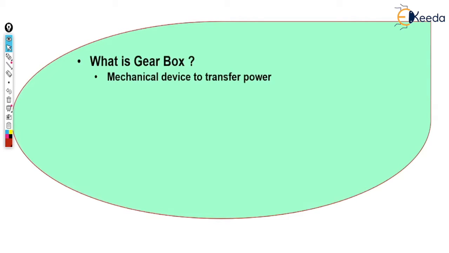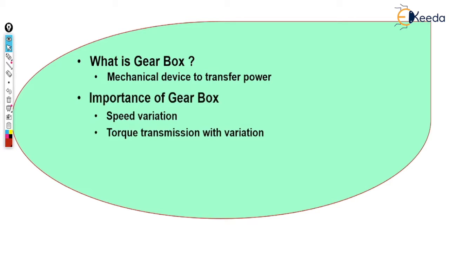First we will see the introduction to the gearbox. What is a gearbox? As we know, a gearbox is a mechanical device which is used to transfer power. Technically, along with power it has a few more functions. What are those functions? If you check the importance of a gearbox, you will see it has two important features. Number one, speed variation: we can vary the speed with the help of a gearbox. Similarly, we can vary the torque transmission.